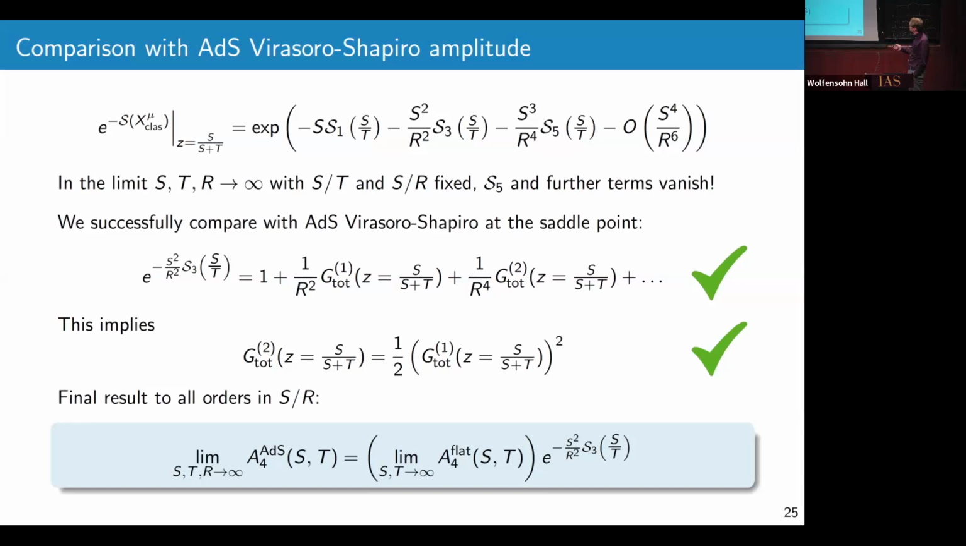And we can compare this to AdS Virasoro-Shapiro like this. So we have the integrand for the first and second correction, and we find that it agrees. And since this is an exponent, it also means that the second correction at the saddle point is 1/2 the square of the first correction. Note that these are quite long expressions in terms of weight 6 single-valued multiple polylogs. So this is a non-trivial check. So just to reiterate, our result is the high energy limit defined like this. It's the flat space high energy limit times this exponential correction.